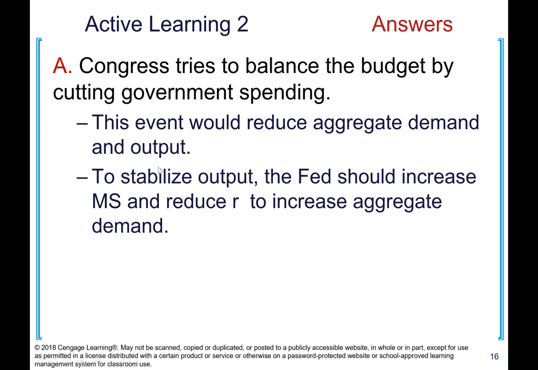Here's the answer. This event would reduce aggregate demand and output. Aggregate demand will shift to the left. To stabilize output, the Fed should increase money supply and reduce interest rates to increase aggregate demand. Stabilization policy.